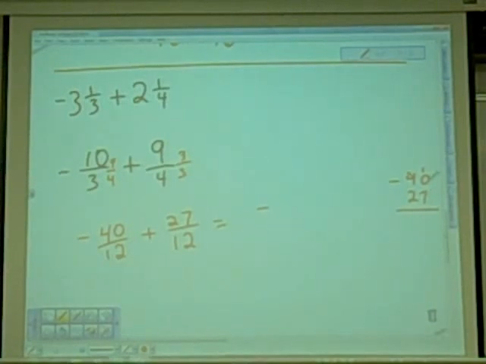And so that's going to give us what? Well, let's see, 10 minus 7, what's that? 3, and then 3 minus 2 is 1. And so what did we get now? Negative 13 over 12.